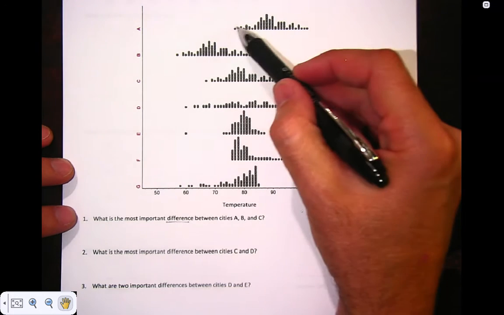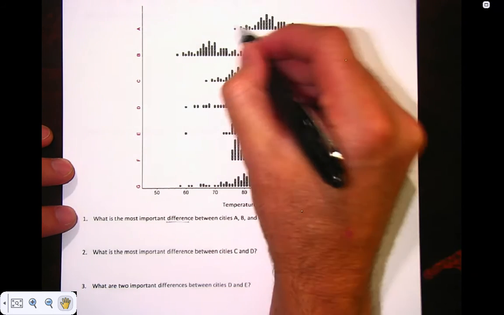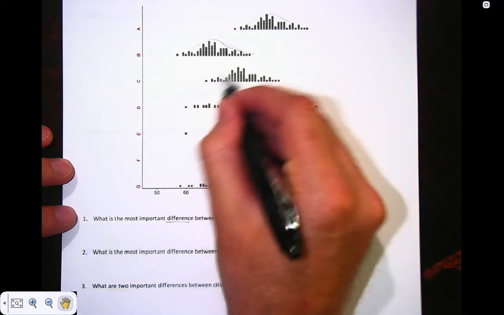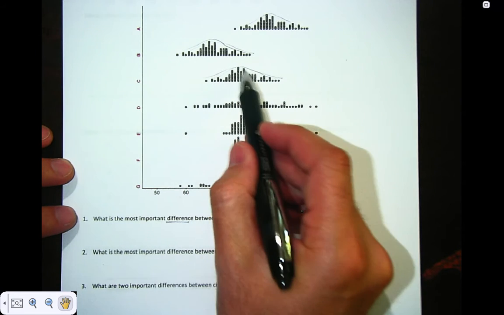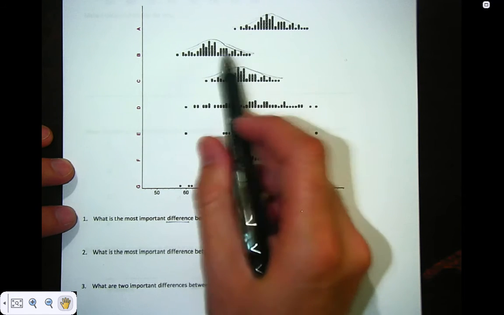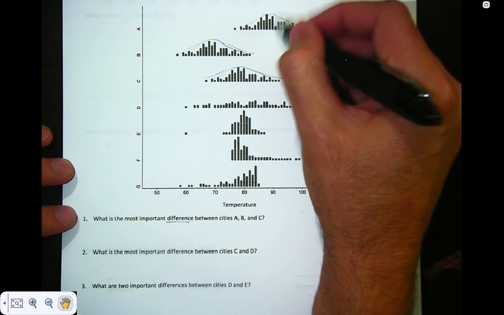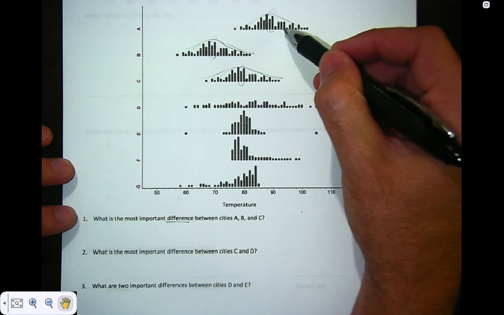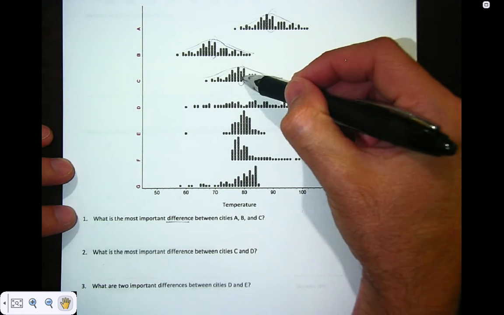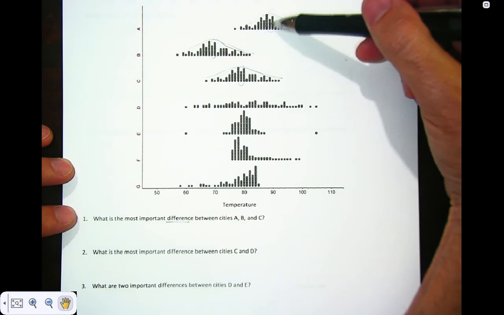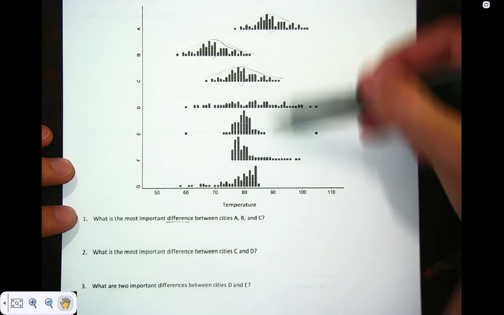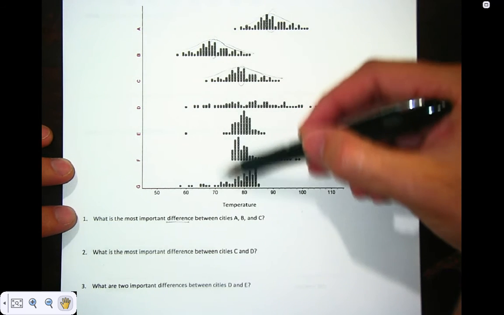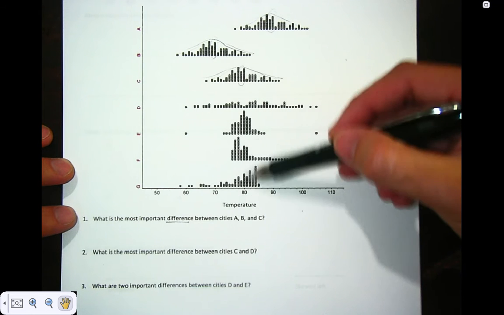Well, to me, if you trace this invisible line over these, that would be the description of the shape. All of these seem to have a similar shape. They all have this single peak. So what's the main difference? The main difference would be the center of this distribution. The distribution is all of the dots combined. The centers seem to be different. In city A, the center seems to be right around 90 degrees, so it's clearly hot in city A. In city B, the center would be around 70, and the center here would be right around 80.